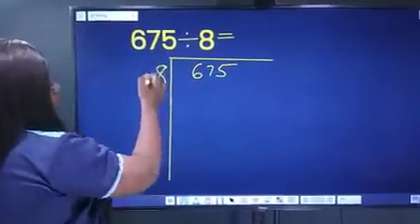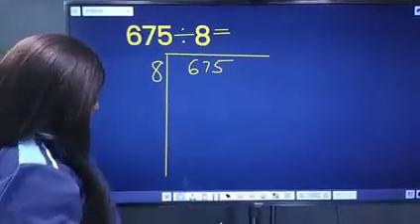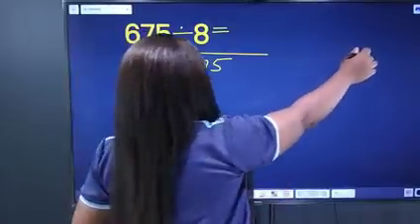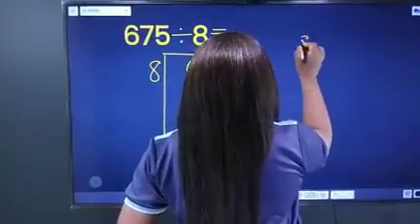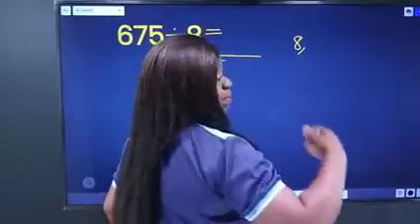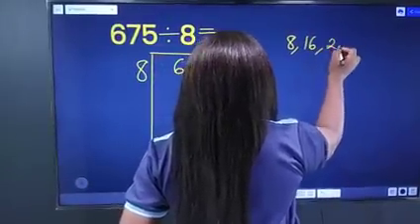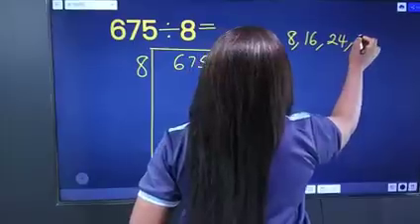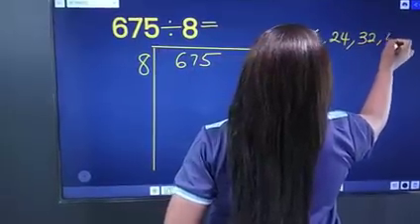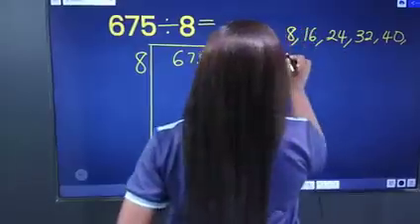We'll be having a multiple of 8. Let's skip count in 8. So we'll start with 8. The next after 8, skip counting in 8, you have 16. Skip counting in 8, you have 24. Skip counting in 8, you have 32. And then 40. And then 48.